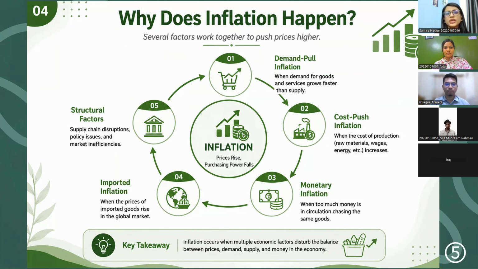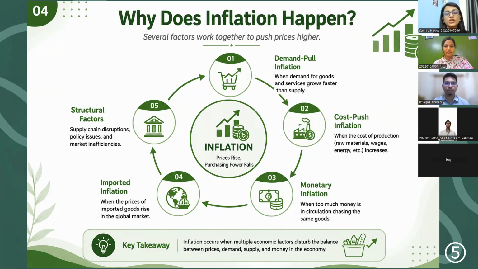So what actually causes inflation? Inflation doesn't happen because of just one reason. The first is demand pull inflation. When consumers demand more goods and services than producers can supply, prices naturally increase. The second is cost push inflation. When the cost of raw materials, wages, fuel, or electricity increases, producers raise product prices to cover those additional expenses.